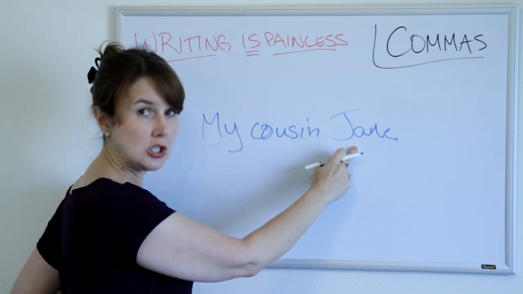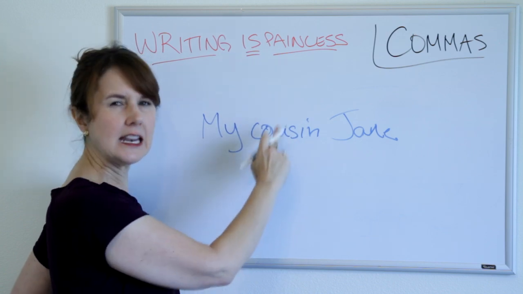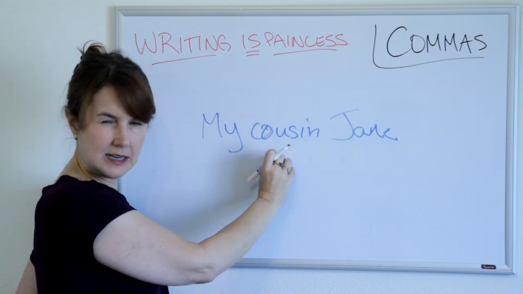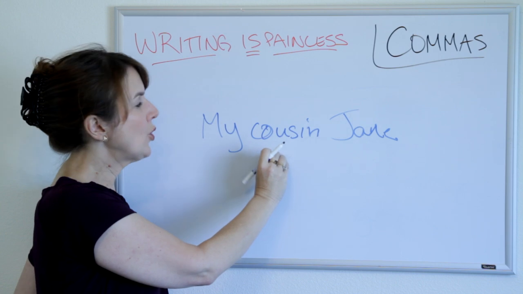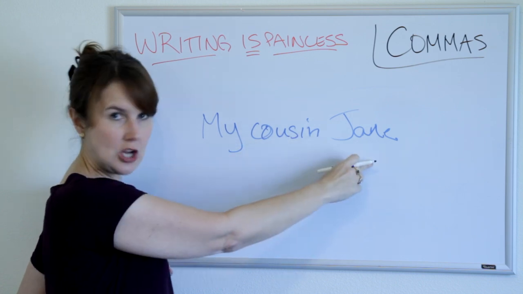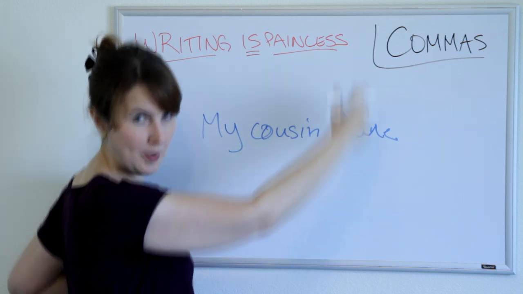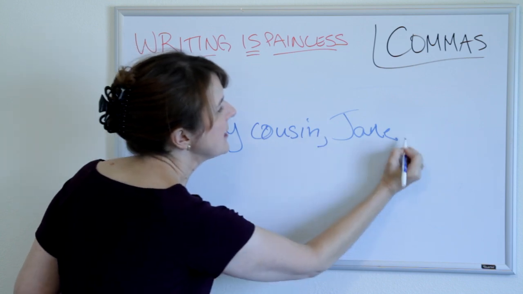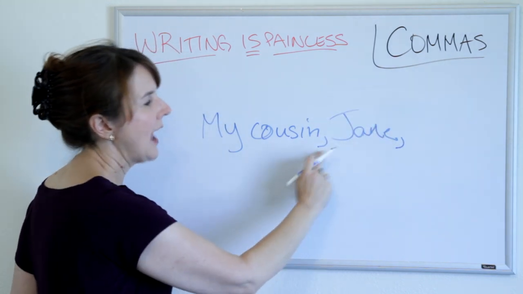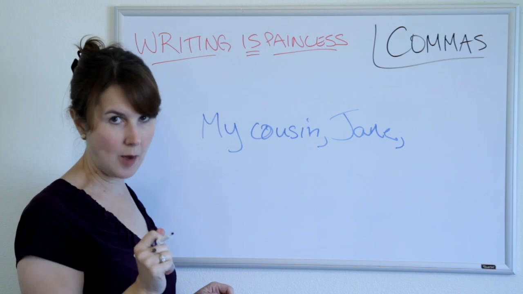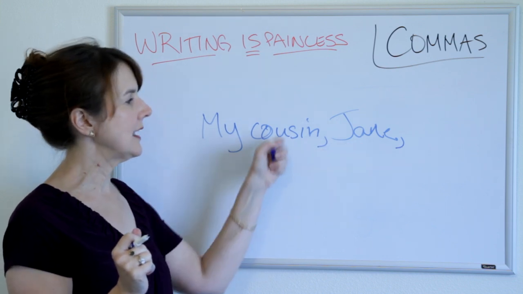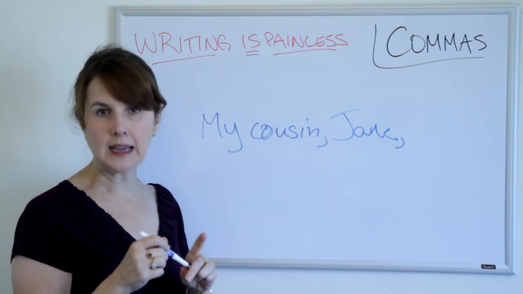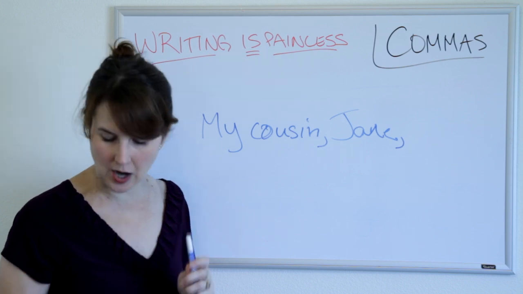What Jane is doing is it is redefining, naming, illustrating who my cousin is, that it's my cousin Jane, not my cousin, whomever. In this case, this is an appositive, this word here, and you do need to offset it with commas. So if you have a word that is renaming, defining an associated noun, you do need to offset it with commas.